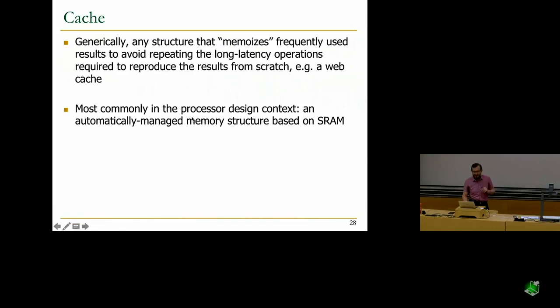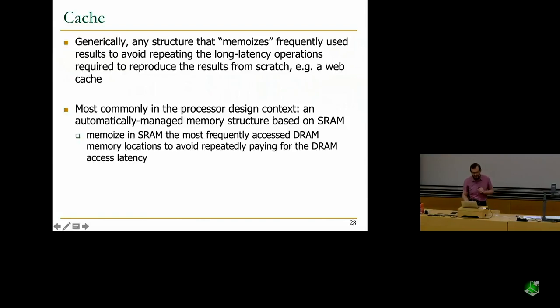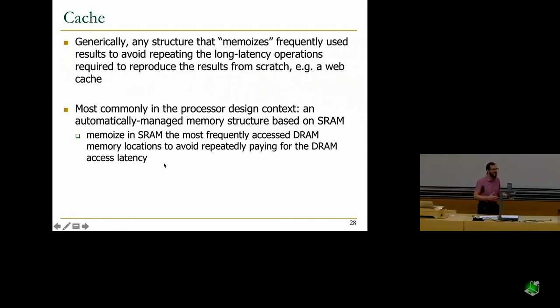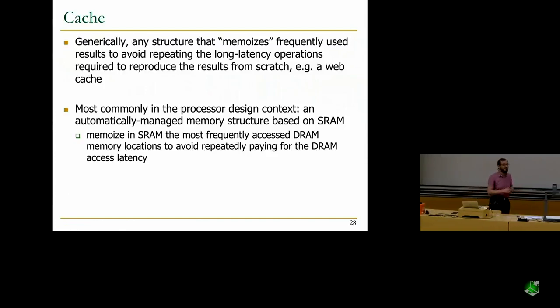So most commonly, in the processor design context, it refers to an automatically managed memory structure based on SRAM, as we've discussed. And the idea is to memoize or remember in SRAM the most frequently or recently accessed DRAM memory locations to avoid repeatedly paying for the DRAM access latency. That's the idea. And I keep saying most frequently or recently because this really depends on the policy of what data you bring into the cache and what data you keep in the cache. So there are many, many design choices, some of which we're going to examine, some of which we don't have time to examine.